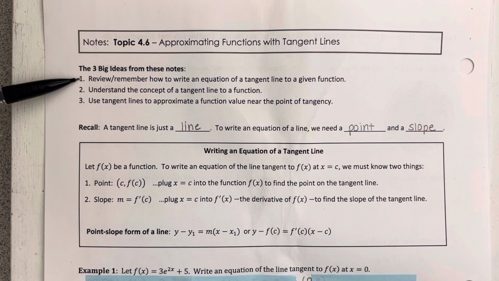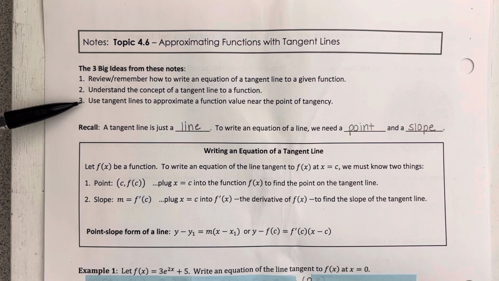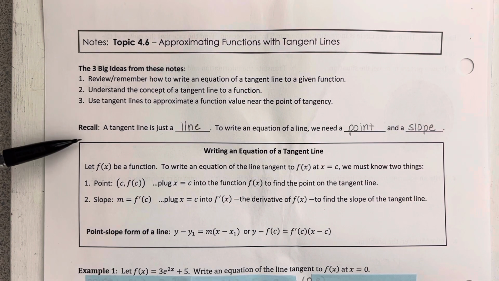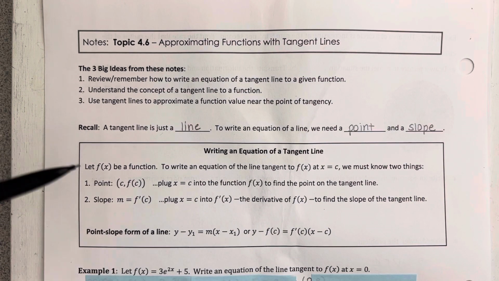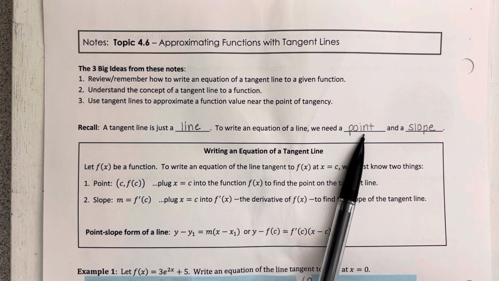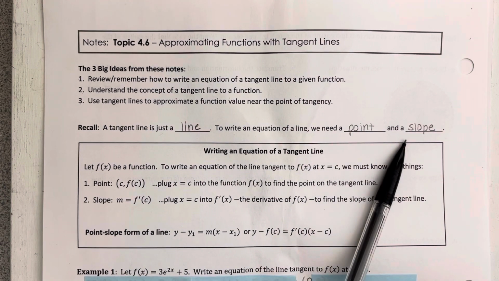We are going to review and remember how to write an equation of a tangent line to a given function. We want to understand the concept of the tangent line to a function, but then use those tangent lines to approximate a function value near the point of tangency. So we have to remember that a tangent line is just like a line, and to write an equation of a line, we need a point and a slope.